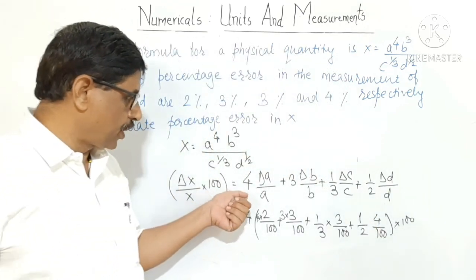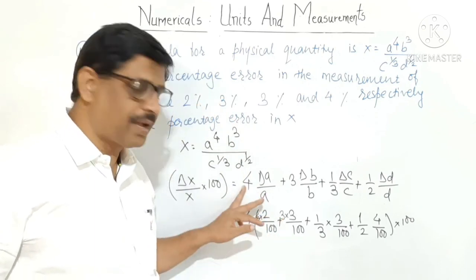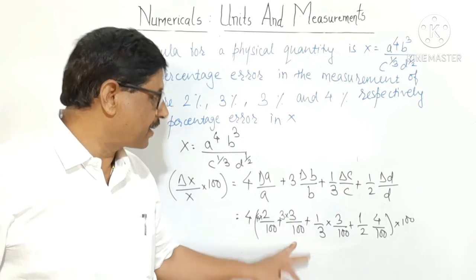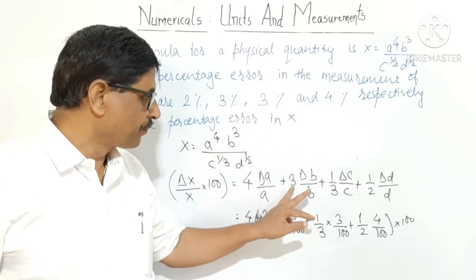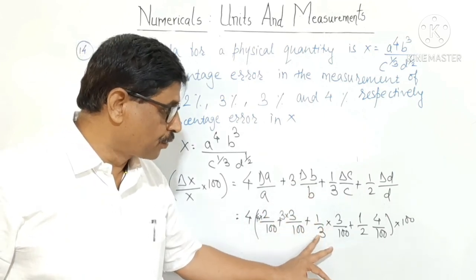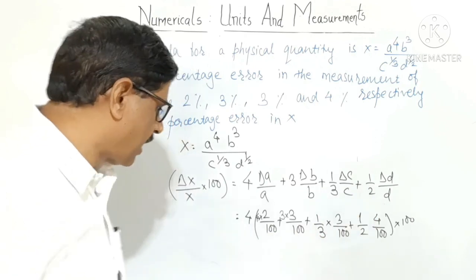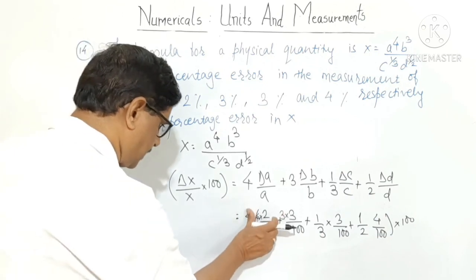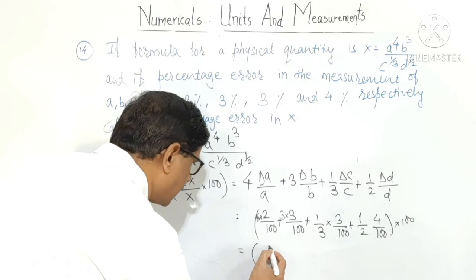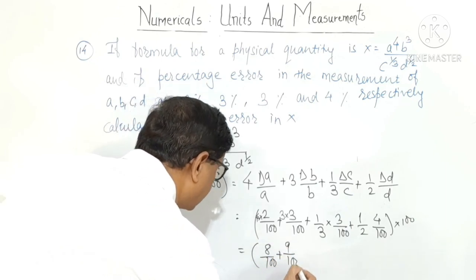Here 4 into 2 divided by 100 because it is 2%, therefore 2 by 100, and as a power of 4 it is 4 into 3 divided by 100 as it is 3%, but it is power of 3, therefore it is 3 power of 1 by 3, cube root, and power of 1 by 2, it is a square root, and from that I will get, it should be in the bracket, 8 by 100 plus 9 by 100.